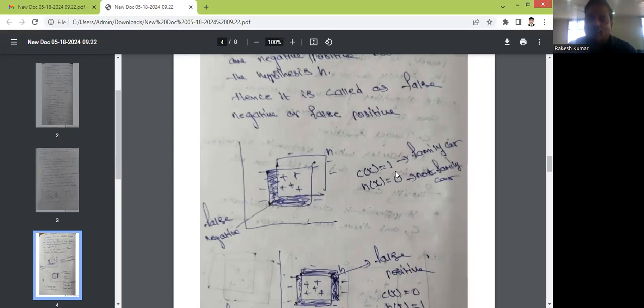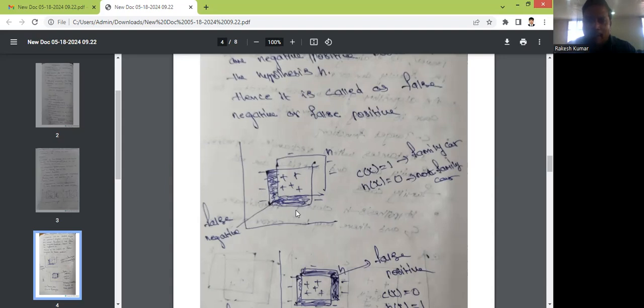C of X equals 1 means it is a family car, and H of X equals 0 means not a family car. So 1 represents a family car and 0 represents not a family car. We call this a false negative. Whenever there is a shaded region like this, the positive is a family car, and the shaded regions are known as not a family car.